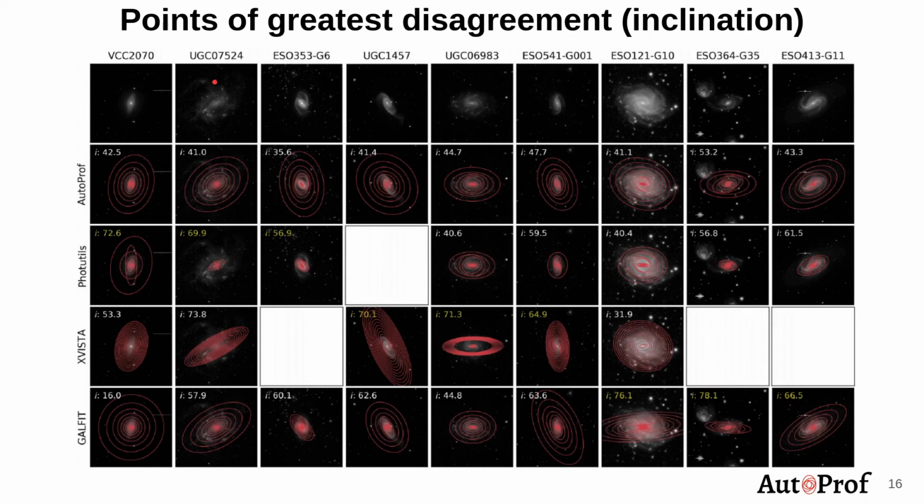There's a similar story for each one of these galaxies. The first three are large disagreements with PHOTUTILS, the second three are large disagreements with XVISTA, and the final three are large disagreements with GALFIT. For the most part, when there's a disagreement with GALFIT, it's because GALFIT focused on a feature in the center of the galaxy and not the whole galaxy, and that's in part because GALFIT was only allowed to use at most 2 Sérsics in order to fit the image, whereas AutoProf and the other algorithms are non-parametric. They can represent the full structure, no matter how complicated it is for that galaxy.